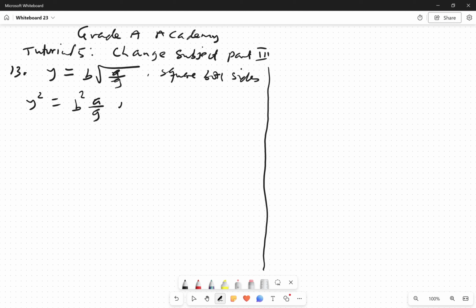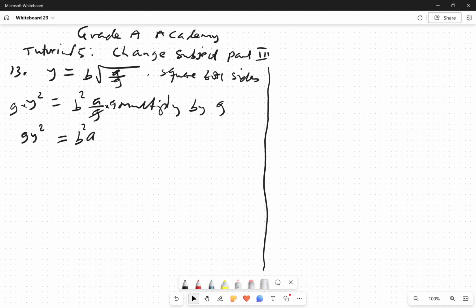So multiply through by g. That means each step. So I'm going to multiply here by g, and you multiply here too by g. So you have g times y squared, or y squared g, is equal to g. We cancel g at this side, so we have b squared times a.